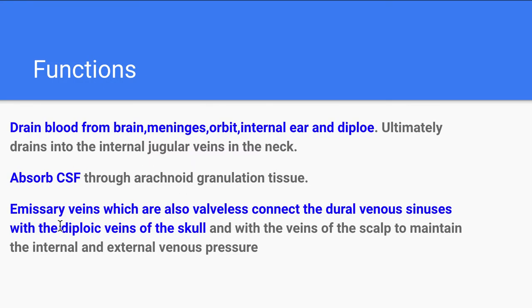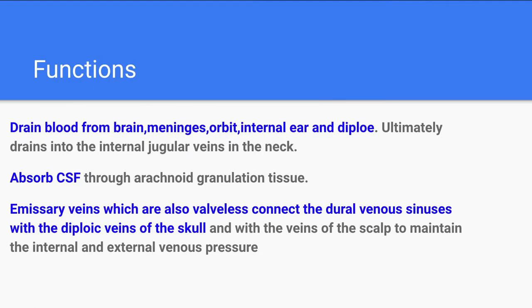Another function is that the emissary veins, which are also valveless, connect the dural venous sinuses with the diploic veins of the skull, which are present between the tables of the skull, and with the veins of the scalp. Okay, so the dural venous sinus and the diploic veins are connected by emissary veins, which help maintain the internal and the external venous pressure. So there are three functions: to drain blood from various parts of the brain, meninges, internal ear, diploe, absorb CSF, and also to maintain the internal and external venous pressure.